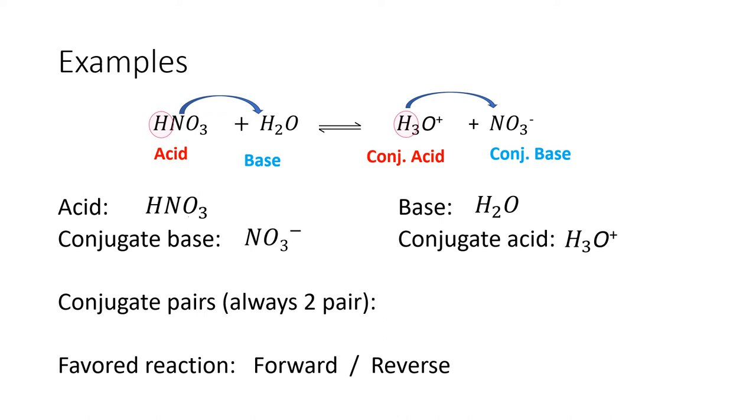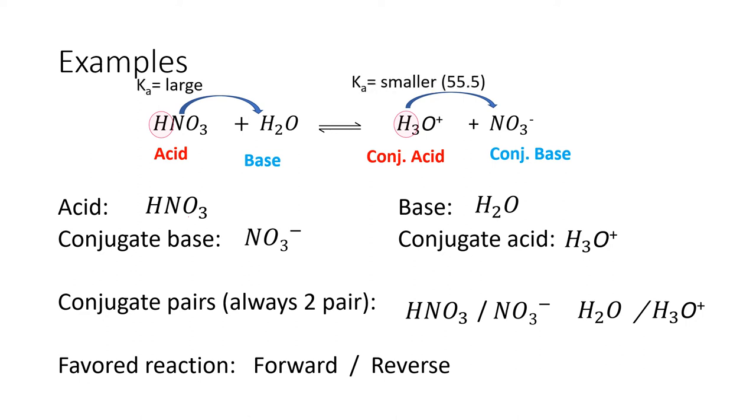So which two are compared just by the difference of a proton? Well, you've got two pairs. You've got your acid and your conjugate base, and your base and your conjugate acid. All right, so again, favored reaction. Which one is stronger here, the forward reaction or the reverse reaction? So you have to look this up on the chart.